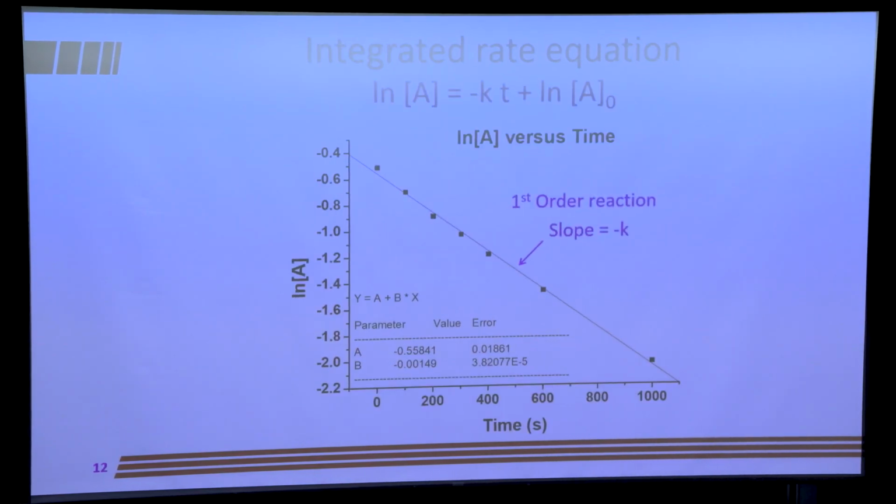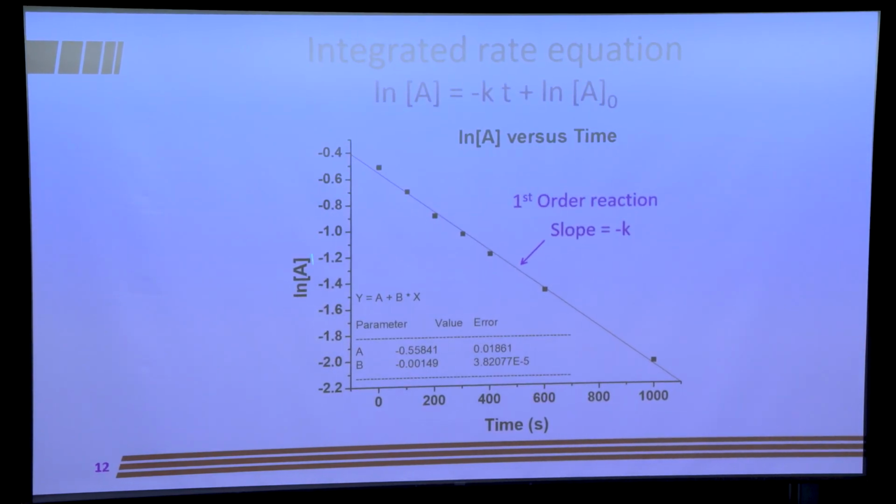Okay, and here I've plotted it. So we have log of the concentration of A versus time. You can see here the R squared is very high.